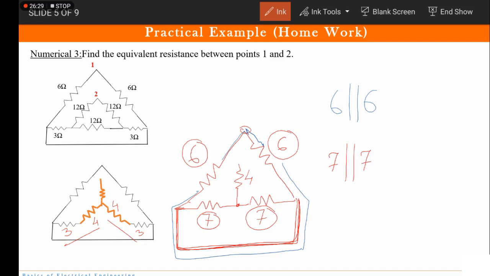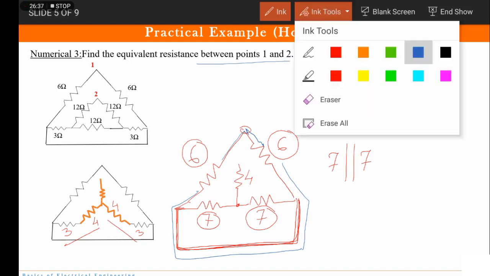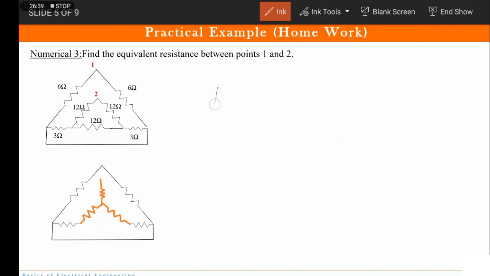Let me tell you the final answer. The final answer, which is the resistance between point 1 and 2, comes out to be 10.5 ohms. So you can check whether your answer comes the same or not.